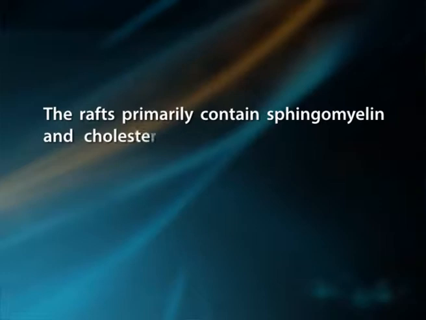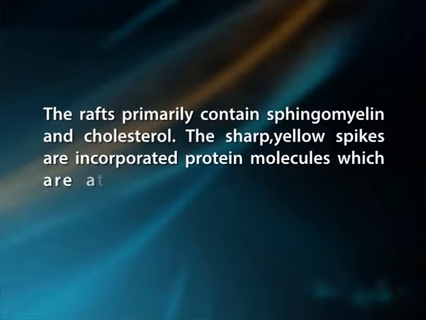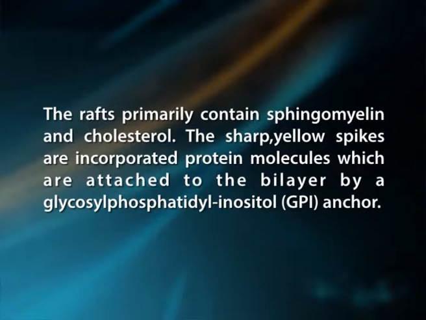The image here shows the surface contours of a synthetic bilayer containing lipid rafts analyzed by atomic force microscopy. The raft areas shown here are thicker than the rest of the bilayer. The rafts primarily contain sphingomyelin and cholesterol. The sharp yellow spikes are incorporated protein molecules which are attached to the bilayer by a glycosyl phosphatidyl inositol, or GPI, anchor. Because of the increased thickness and lipid composition, rafts are thought to concentrate specific membrane proteins.